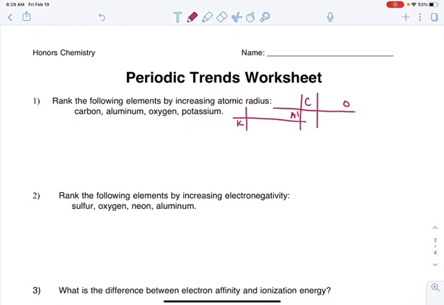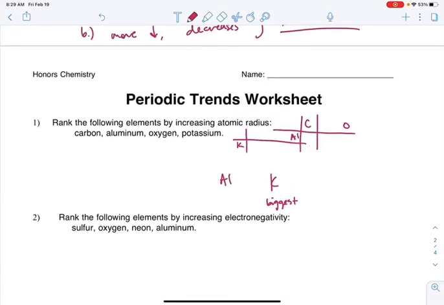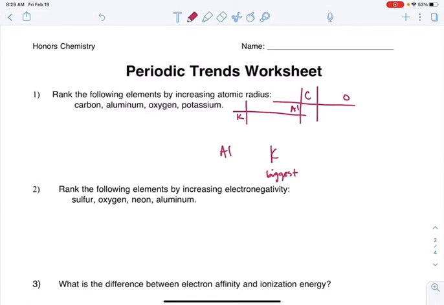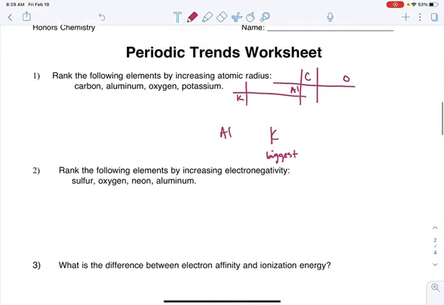So as you move down, atomic radius increases, and as you stay on the left, atomic radius increases. So potassium's going to be the biggest. Right, then it would go aluminum, which is one level up and furthest to the left still. Then it would go carbon, which is one more level up, but still furthest to the left. And then oxygen is going to be our smallest. So increasing means you go from smallest to biggest. So oxygen, carbon, aluminum, potassium.